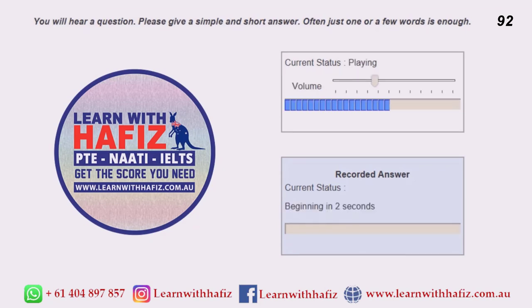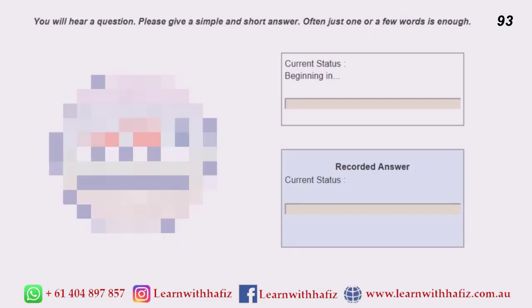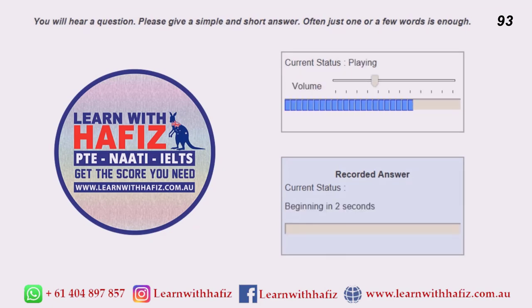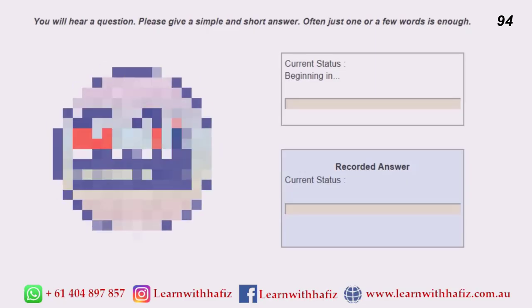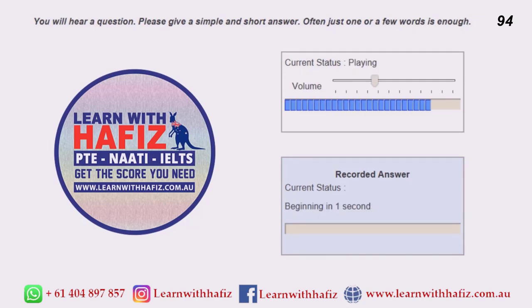What do bees collect from flowers? Correct answer is. Why are bees so important to agriculture? Correct answer is. What do we call the person who can speak two languages?